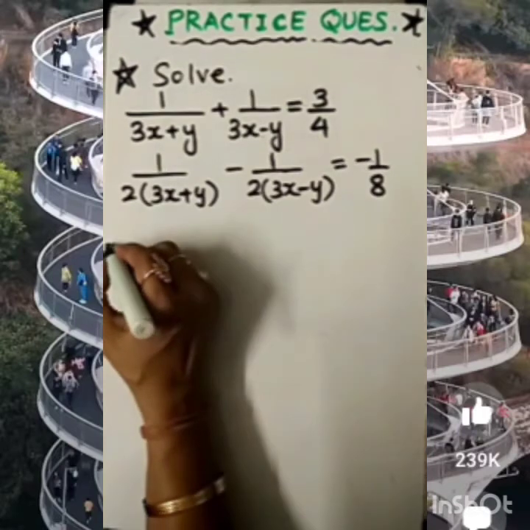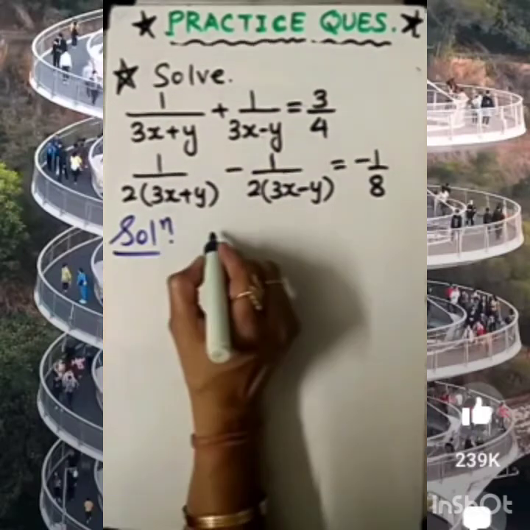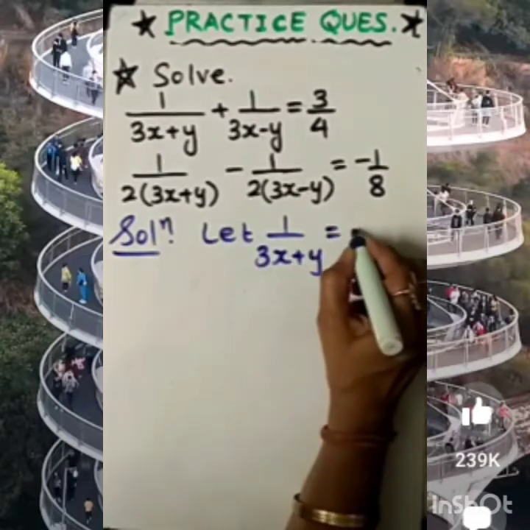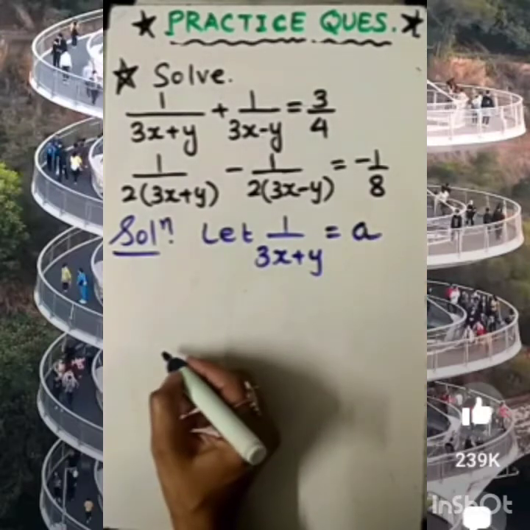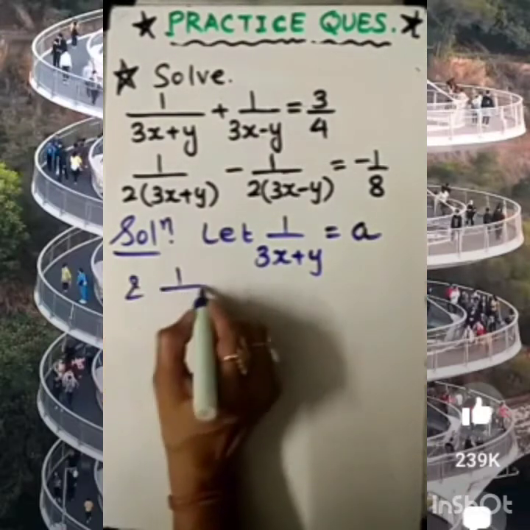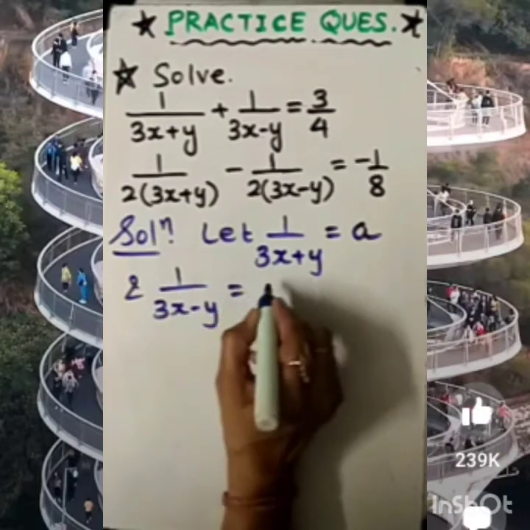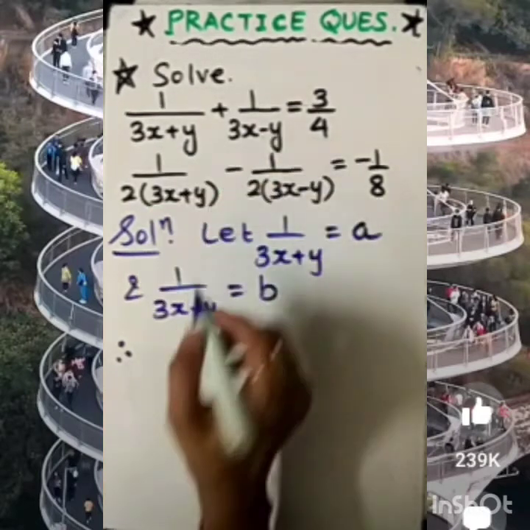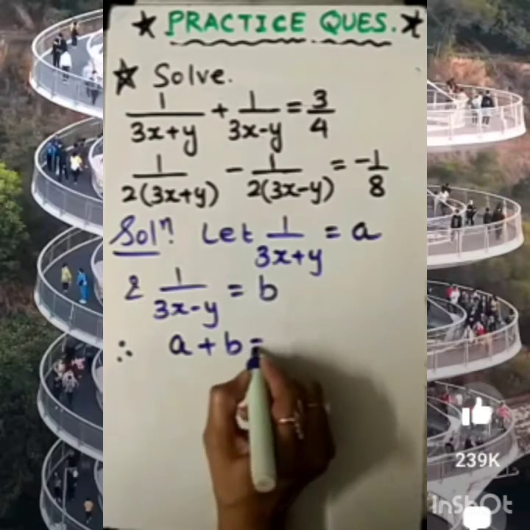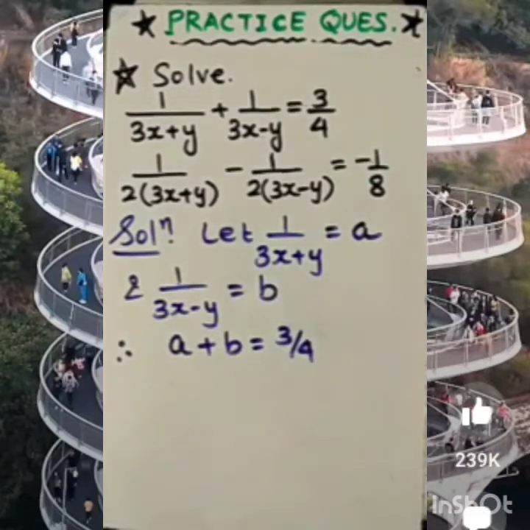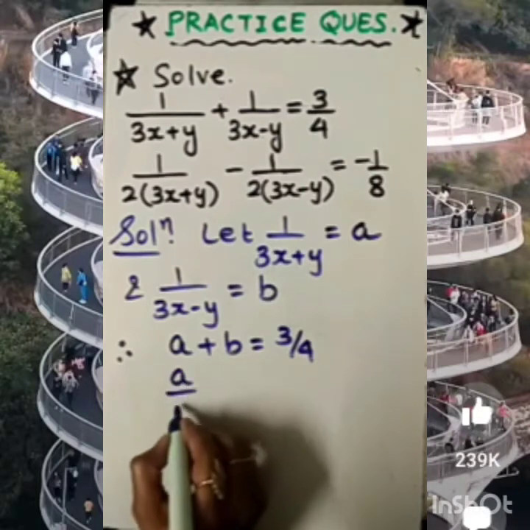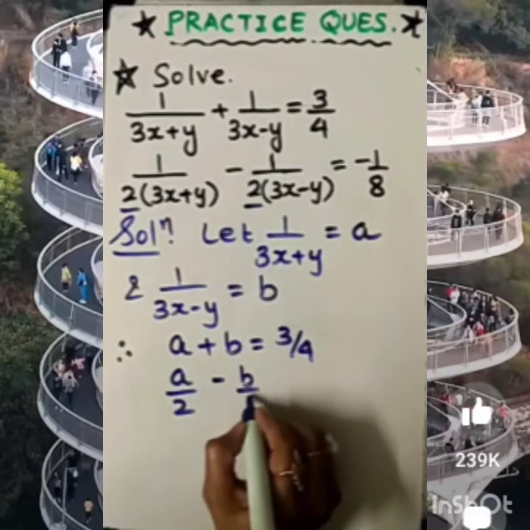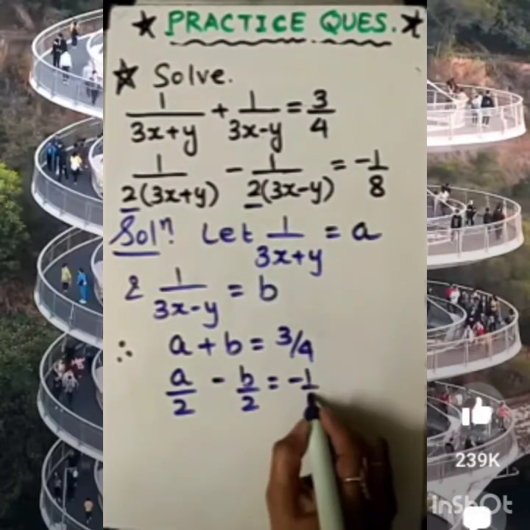So let's begin the solution. For that we will assume, let 1 upon (3x plus y) be equal to a. Small a I am considering this time. And 1 upon (3x minus y) I am considering b. So dear student, if this is a and this is b, then the equation will become a plus b equal to 3 by 4. What about the other equation? It will become a by 2 minus b by 2 equal to minus 1 by 8.